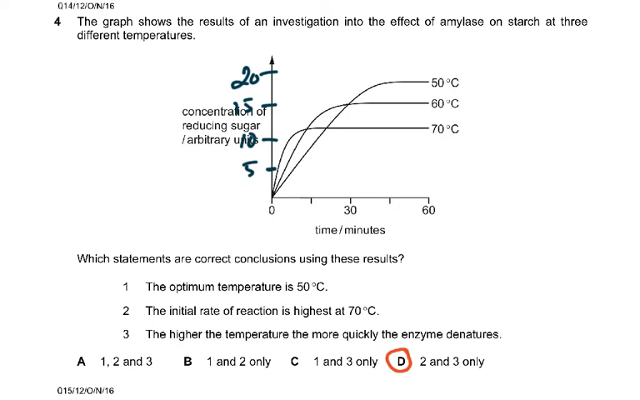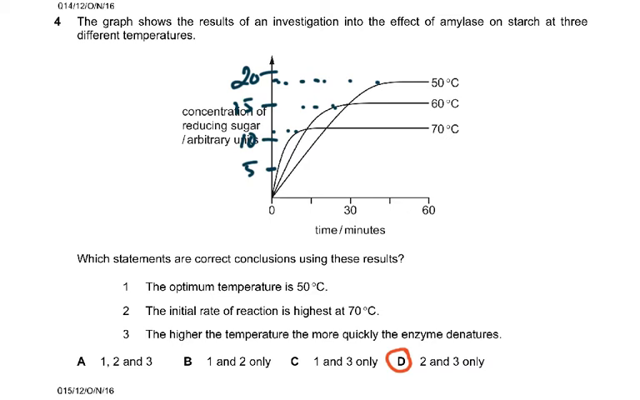Now read off the graph. At 70, the concentration of reducing sugar becomes constant at a very early point, at about something like 12. At 60, the concentration of reducing sugar has become constant at 15. At 50, the concentration of reducing sugar has become constant at 19.